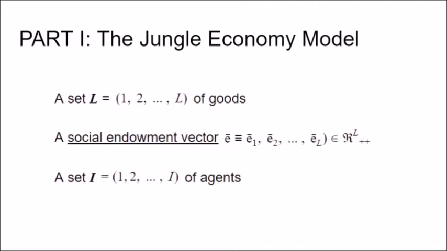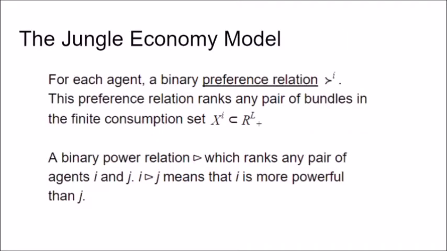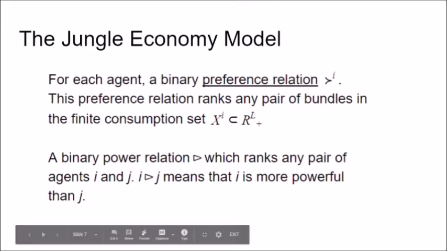And there will be a set I, big I, that consists of 1 to I agents. Each agent in the jungle economy has what is called a binary preference relation. It just ranks any pair of bundles within the consumption set. And this squishy greater than symbol just means prefers. So A greater than B would mean that the agent in question prefers bundle A to bundle B. Lastly, we have the binary power relation, which ranks any pair of agents I and J. This triangle symbol means is more powerful than. So I triangle J means that I is more powerful than J.